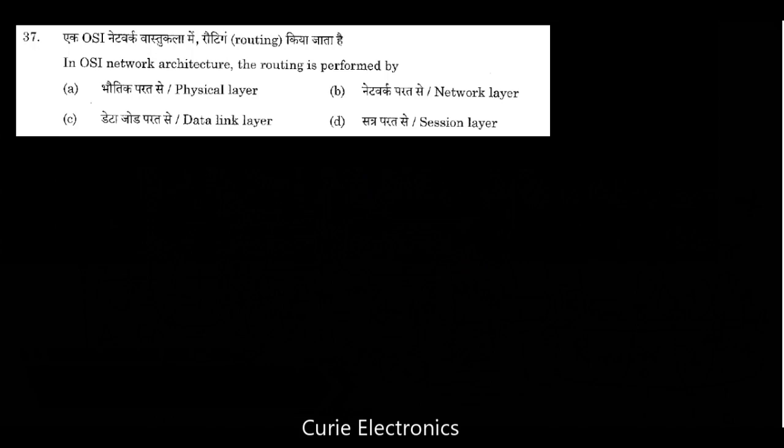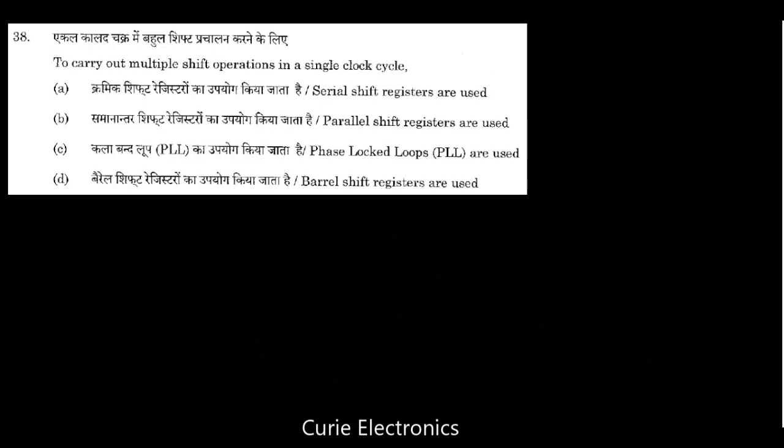Question number 37. In OSI network architecture, the routing is performed by the network layer. We are not going in detail now here. Let's try to do another video.